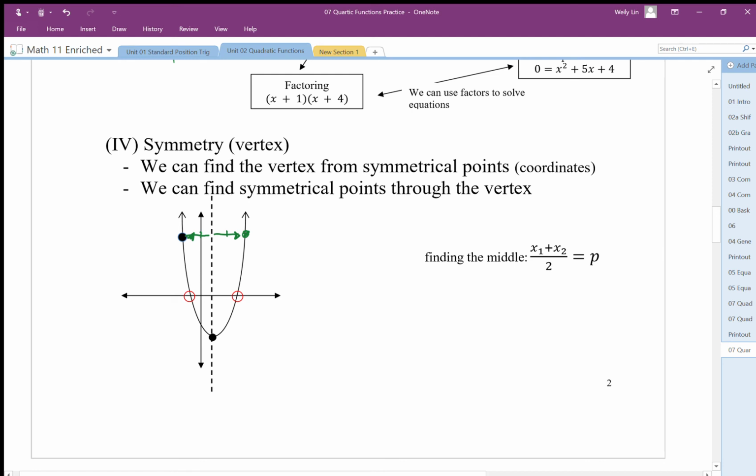So if we also have symmetrical points, for example, the zeros, if we have the two zeros, we can actually use this to find the center. So it works both ways. We can use the center to find symmetrical points, or we can use symmetrical points to find the vertex, or the axis of symmetry, and that's very important.